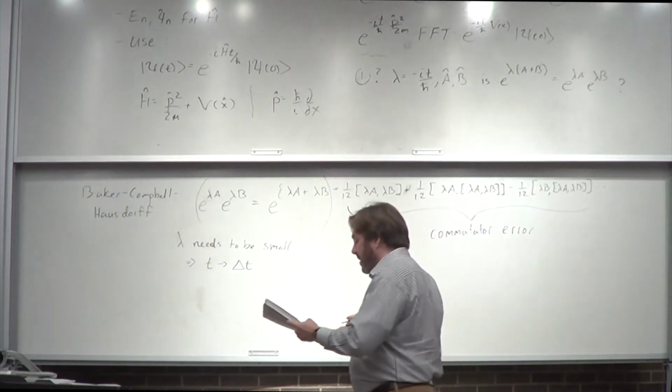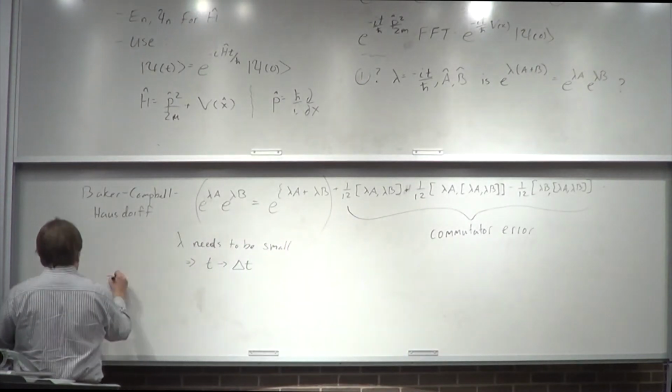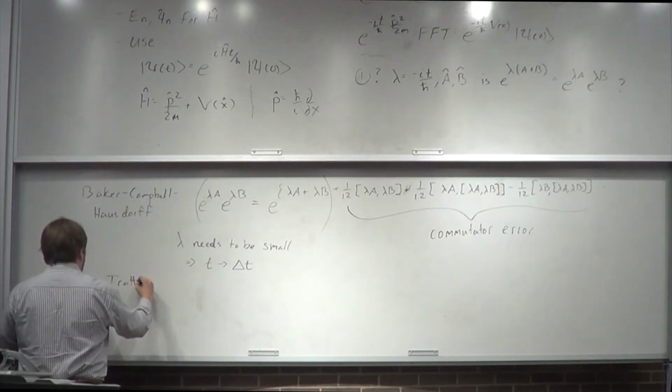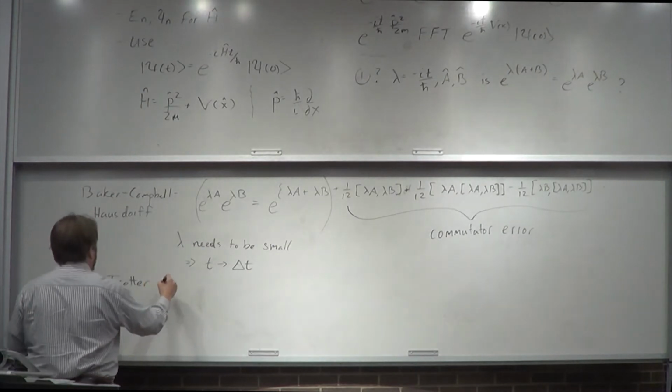Okay, so here's an alternative way to do this. This is called the Trotter product rule.